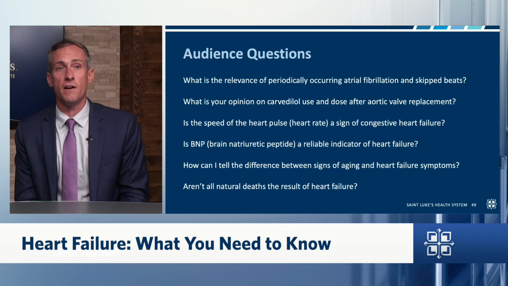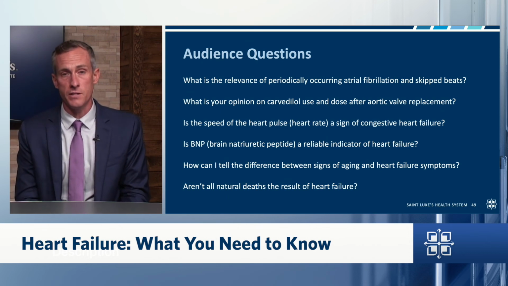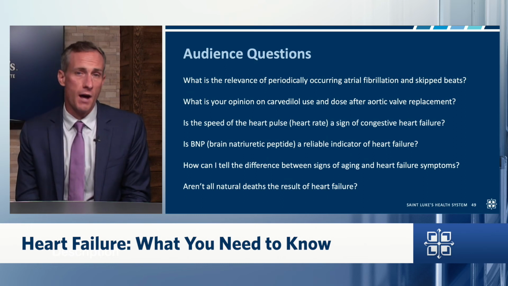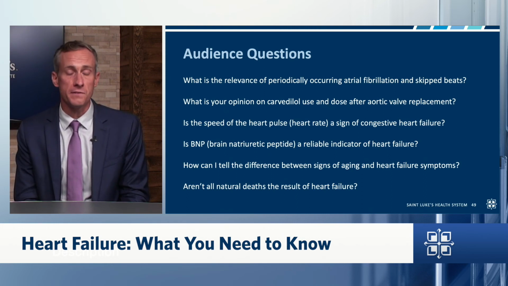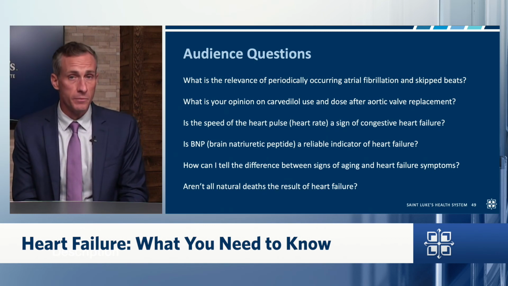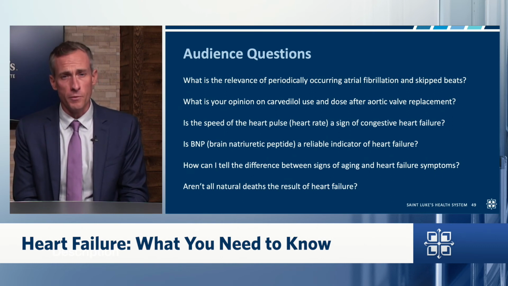First, what's the relevance of periodically occurring atrial fibrillation or skipped beats? So atrial fibrillation is the most common abnormal heart rhythm. It's an abnormal problem with the conduction system in the upper two chambers of the heart. And a number of people feel things like skipped beats or palpitations. In general, it's okay to go in and out of atrial fibrillation if you have it, as long as you're on a blood thinner, which protects you from stroke that can happen in the setting of atrial fibrillation.